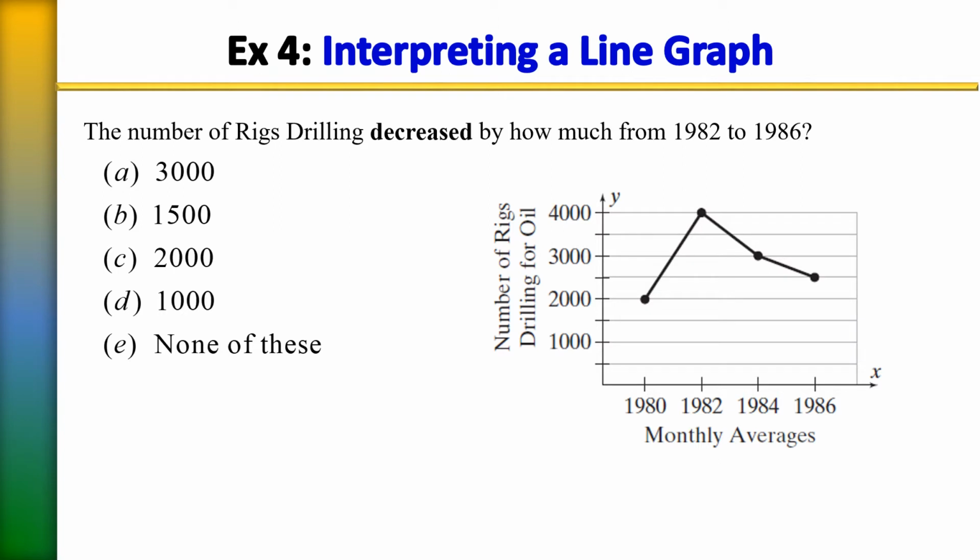So let's begin. The question says here that the number of rig drillings decreased by how much from 1982 to 1986. So let's take a look at 1982, the first year we were given. If we follow where the point is located at that year, it is at 4,000. And at 1986, it is approximately, okay, a little bit more than 2,000.